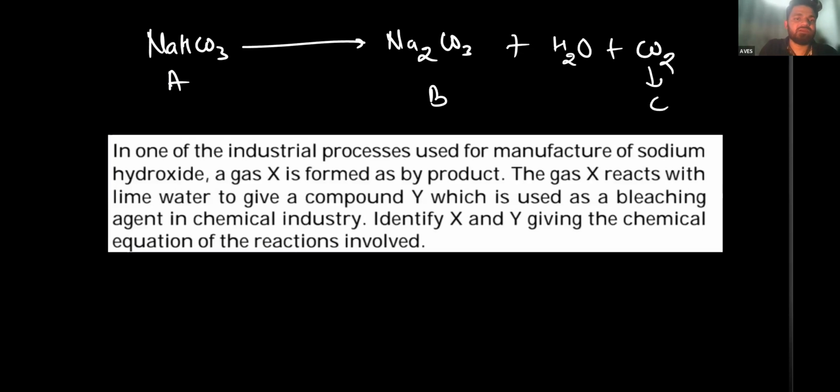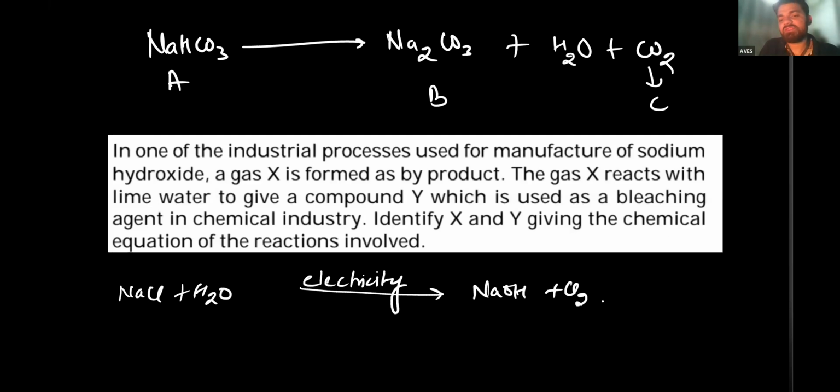Here it is said that in one of the industrial processes used for manufacturing sodium hydroxide, sodium hydroxide is manufactured by the chloralkali process, when electricity is passed through NaCl and water. It will give you NaOH plus Cl2 plus H2. So this is the gas X. This is Cl2, chlorine gas. Got it? That we have discussed in the previous class.